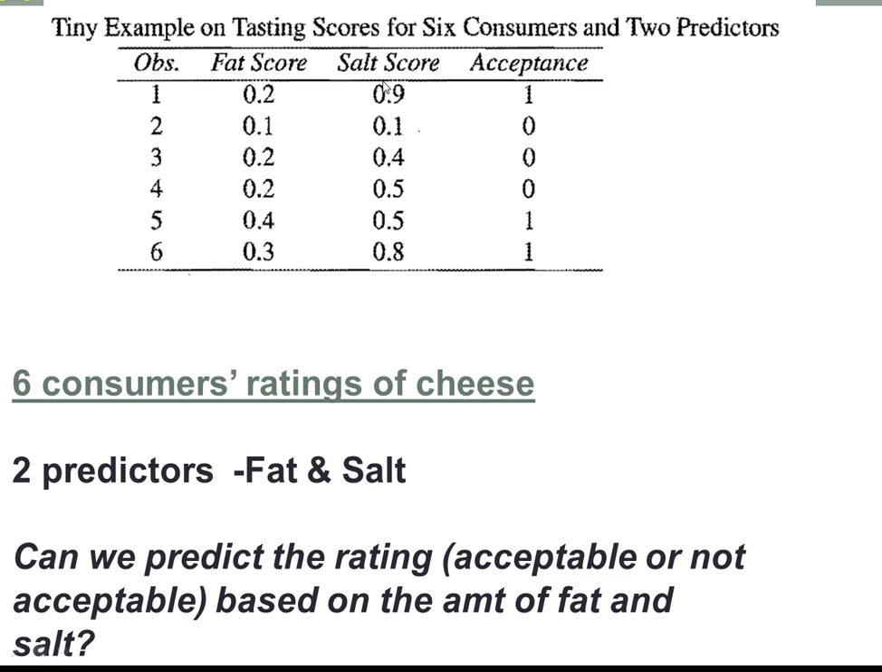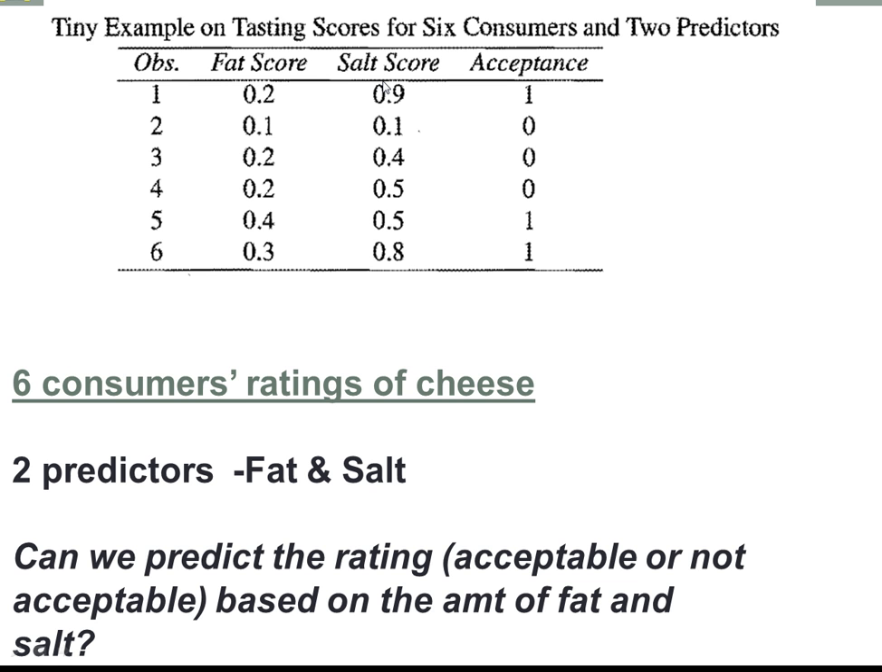Okay, 1 I guess means that they liked it and it's acceptable, and 0 means that it's not acceptable. So how many cheeses, or how many observations, do we have here? I think there's a mistake, because you can't have different fat scores and different salt scores for the same cheese. So it must be different cheeses, not different people. It says different people, but it has to be different cheeses. How many cheeses are we testing here? 6, right? How many predictors, or explanatory variables, do we have? 2, right?